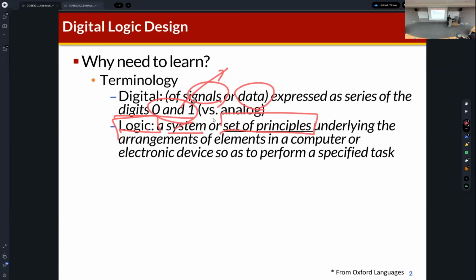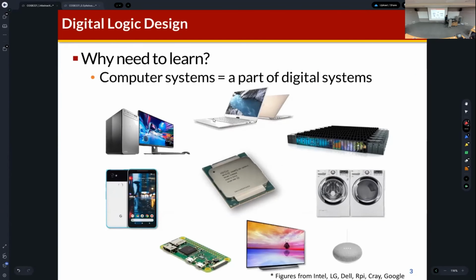So we learn about some baseline logic that is required for implementing complex systems. That's why we learn about digital logic. And why do we need to learn it? Because computer systems are part of digital systems. And recently, every electric device includes processors, which means computers.